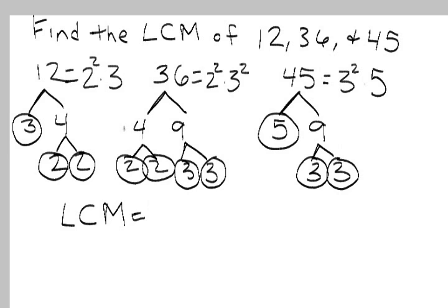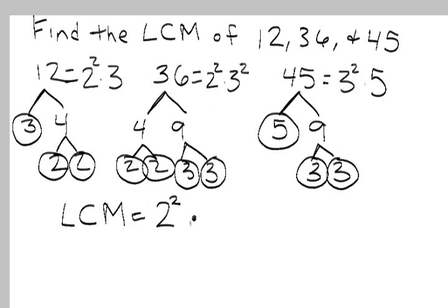So for example, if we're looking at 2's, 12 has 2 2's, 2 to the second power. 36 has 2 2's, and 45 has none. So the largest amount that any single factorization has is 2 2's, 2 squared. So that is what we're going to include when we build the least common multiple.